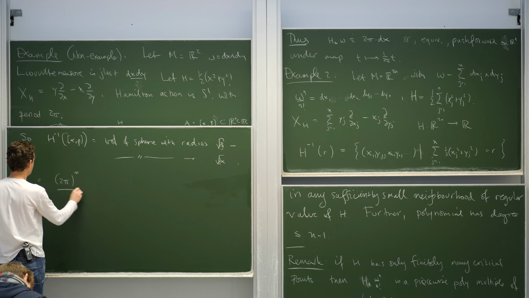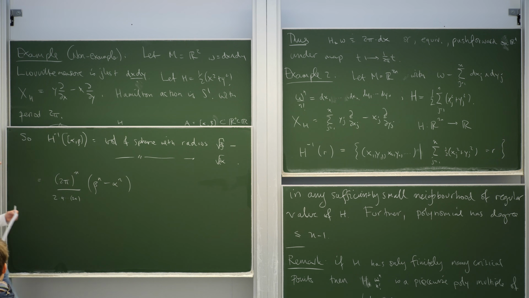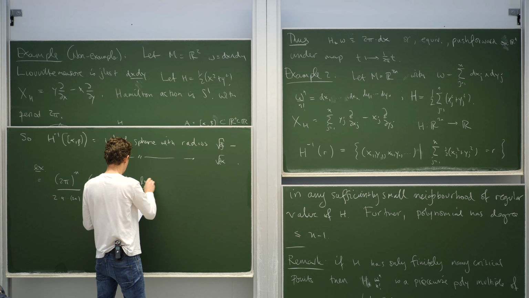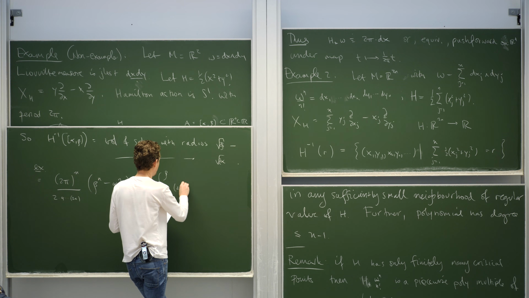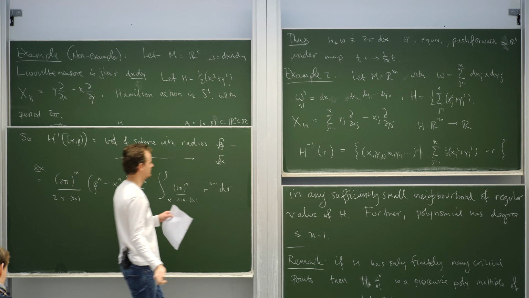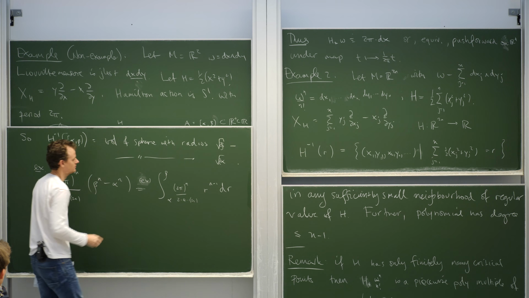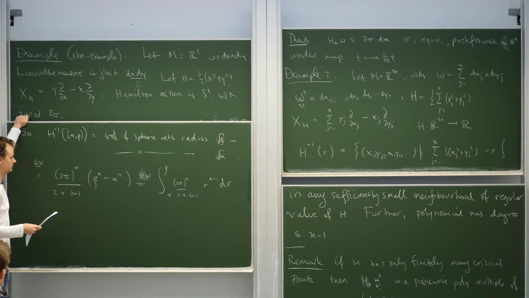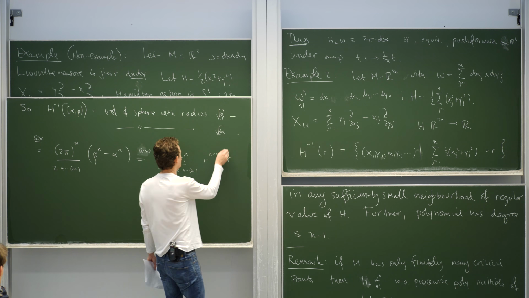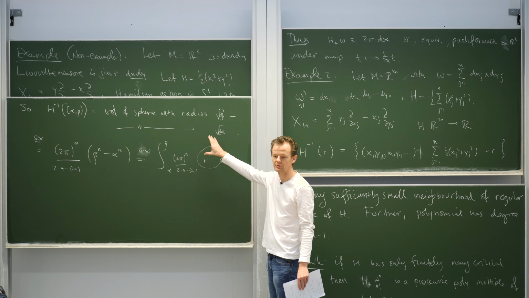And you can do a little bit of integration on spheres to work out that that's equal to beta to the n minus alpha to the n. That's a little exercise in working out the volumes of spheres. And that is equivalent to this integral here. So look at that, that's a polynomial multiple of Lebesgue measure, and the degree is n minus 1. So it's like the extremal case.